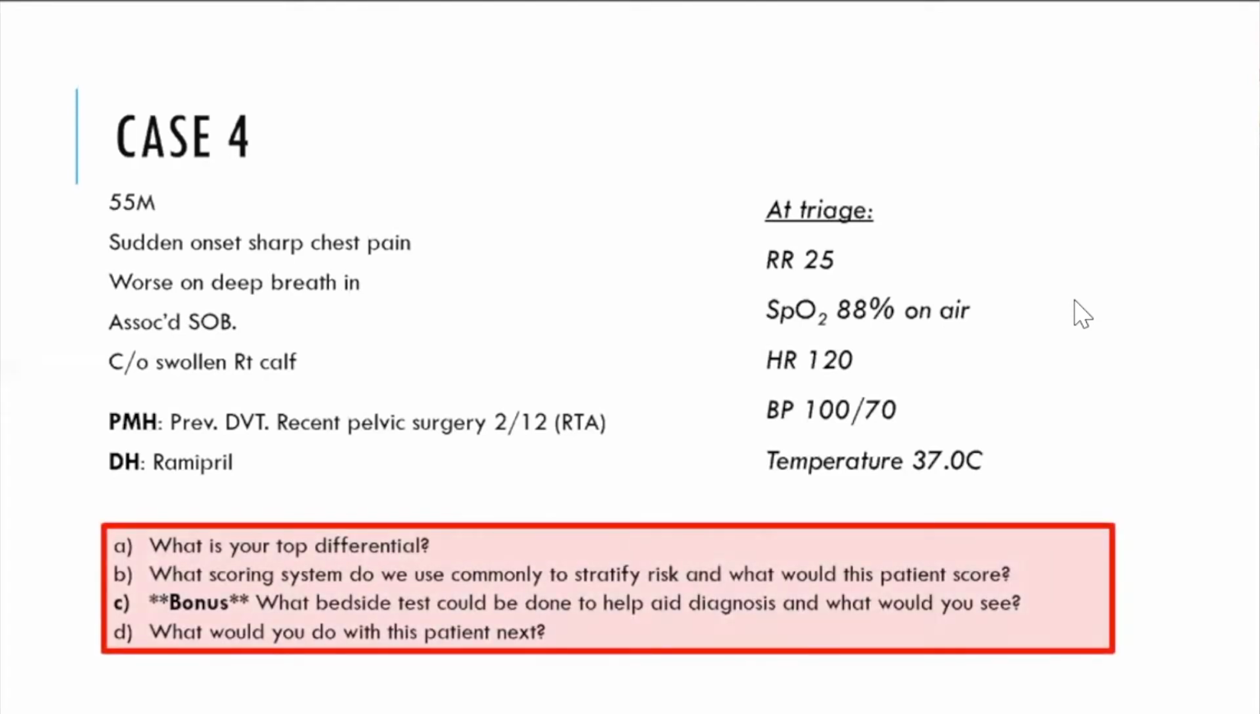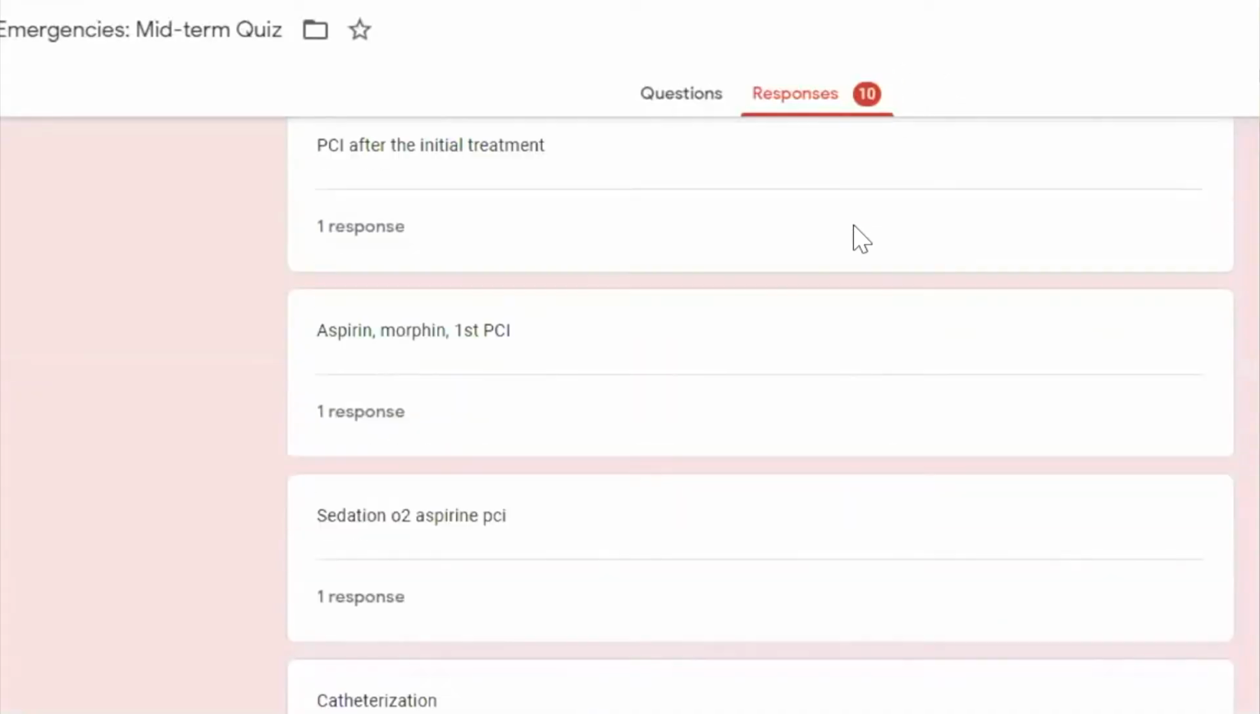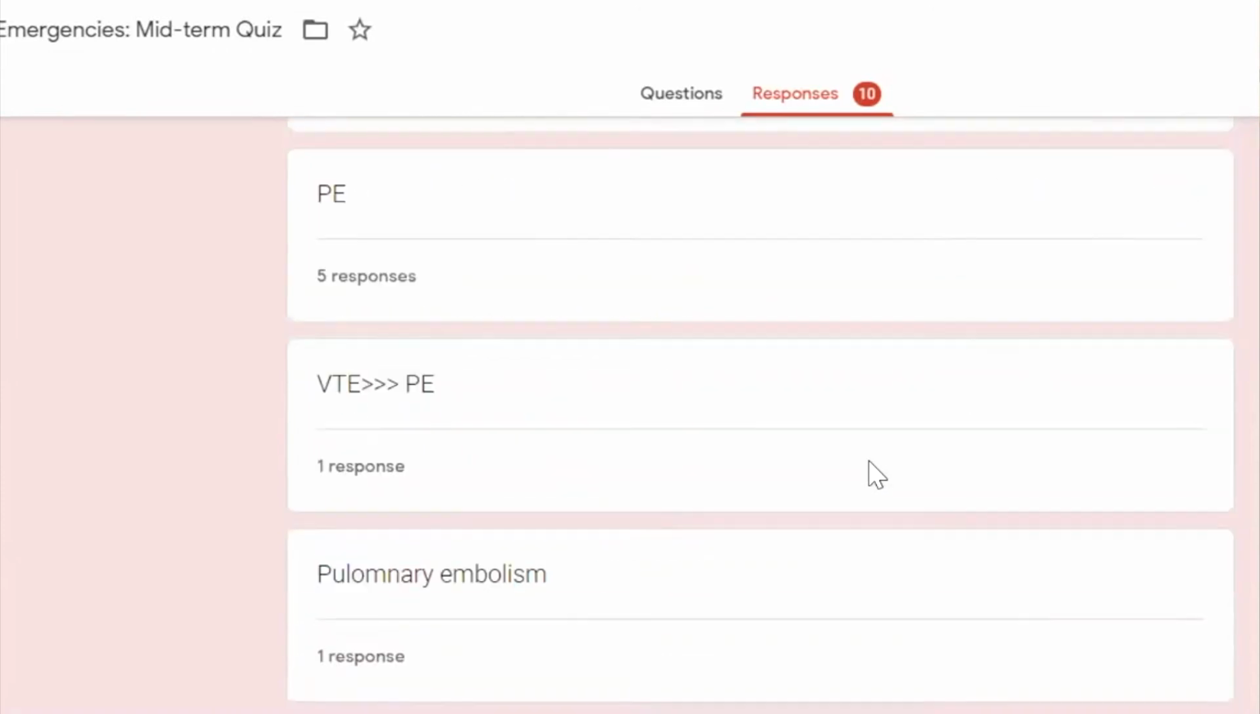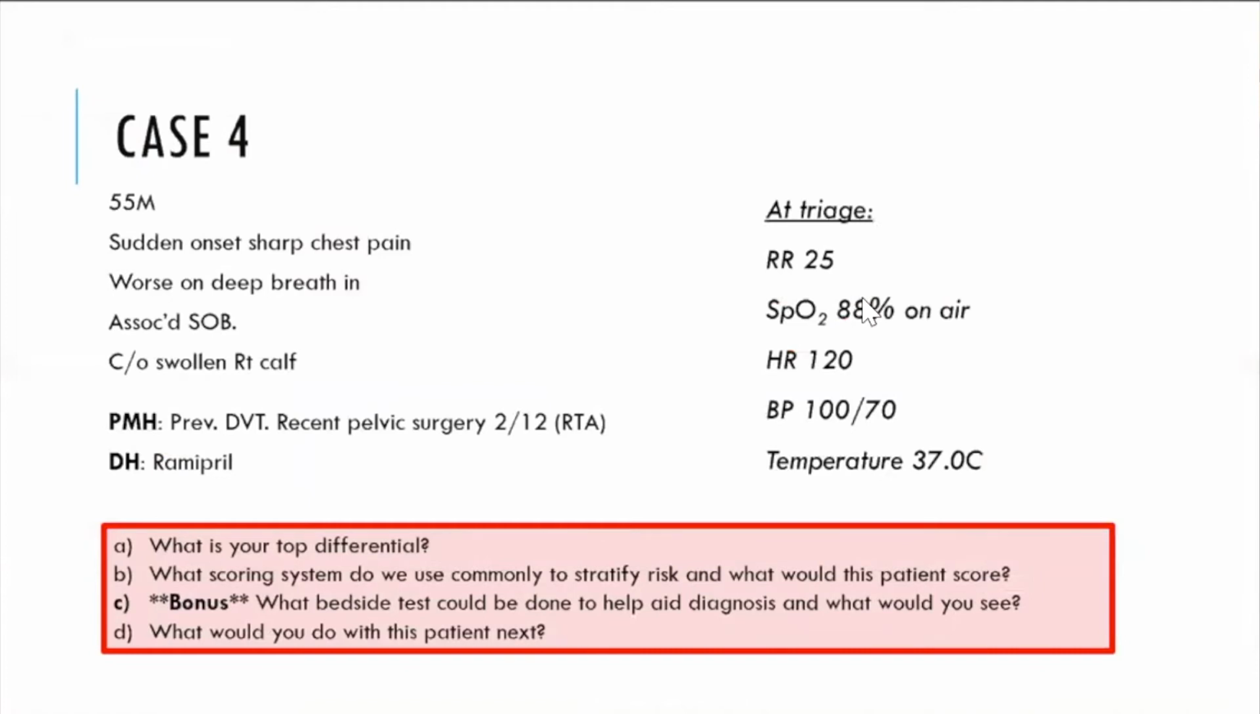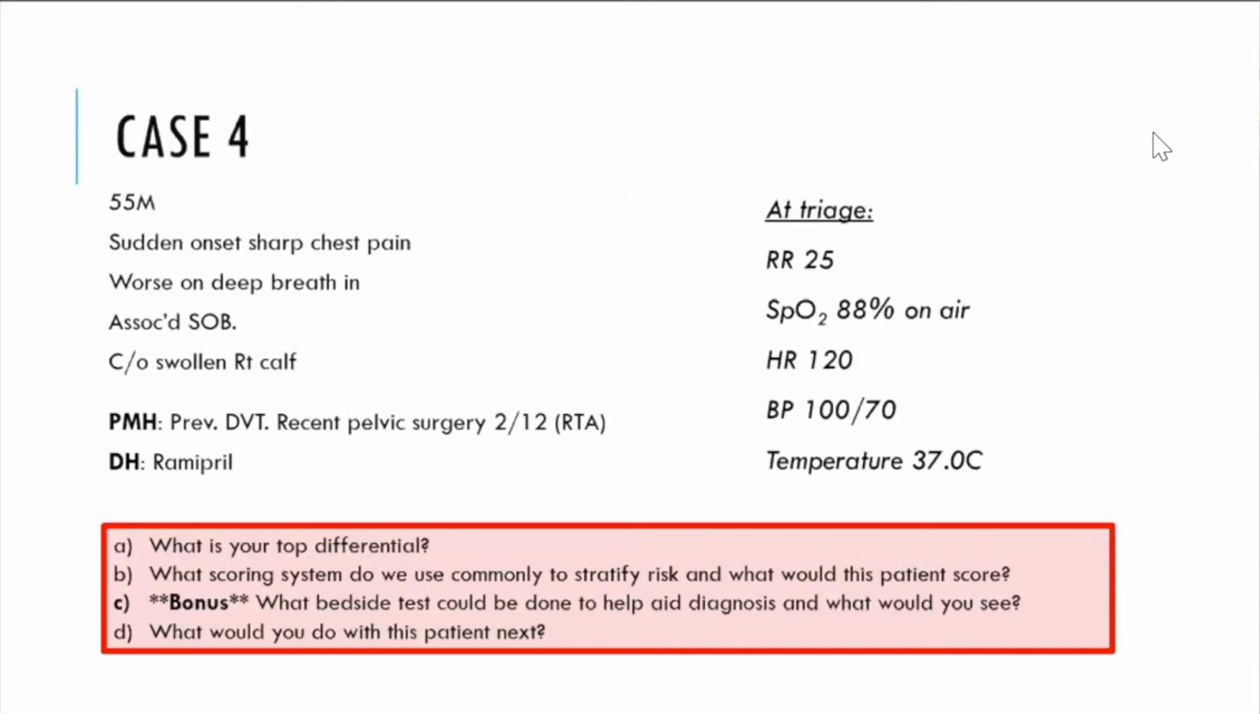So the first question was, what's your top differential? And I'm hoping most people put a PE. I'm sure you guys did. And yeah, PE and DVT, very reasonable. Scoring system that you use, again, there are a few, you're absolutely right, but certainly here, and as far as I'm aware in most places, the Wells score or the simplified Wells score is what they tend to use because of the ease of application, really. And this patient, in that context, oh sorry, so let me go back. What's your top differential?